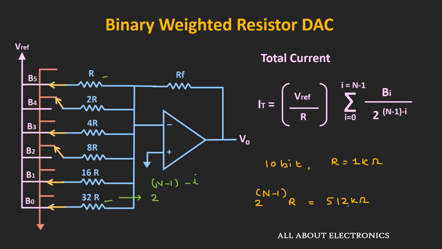So as the number of bits increases, it is very difficult to produce all these resistors in the same proportion, that means in the same multiplication factor of 2 with a good accuracy. For example, even if we consider that all the resistors have a 1% tolerance, then also it can produce a significant error in the output.